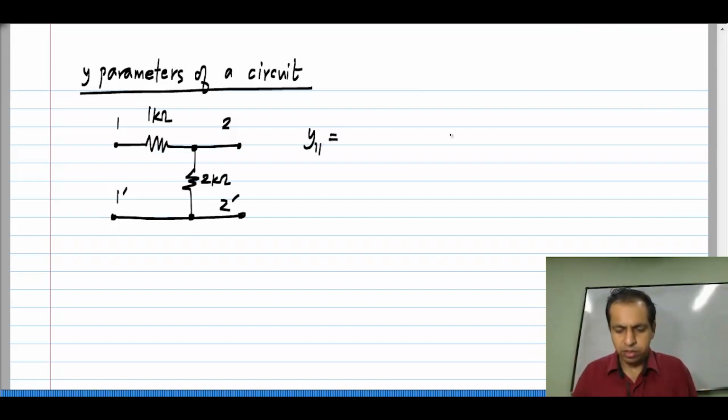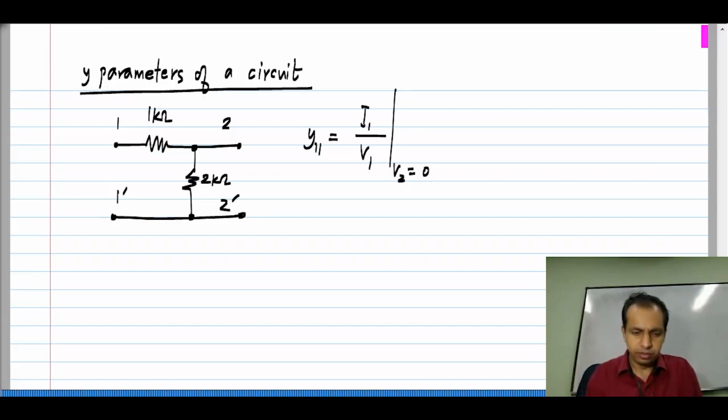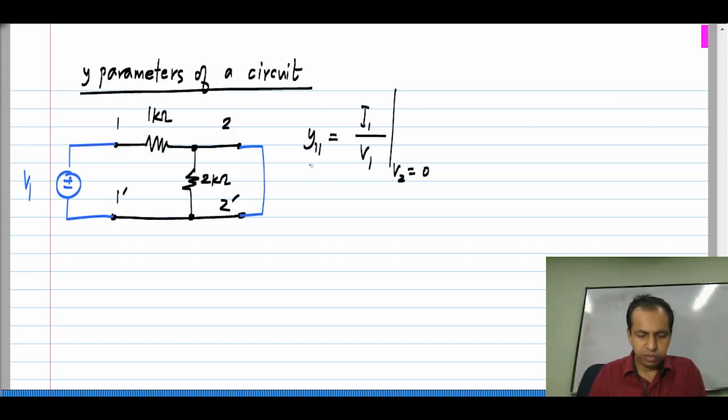So, Y11 is I1 by V1 with V2 being shorted. Okay. So, I short the second port and I apply a voltage V1 to the first port. Now, it is clear that this V1 appears entirely across this 1 kilo ohm. Because of this short, the voltage across this 2 kilo ohm resistor is 0.